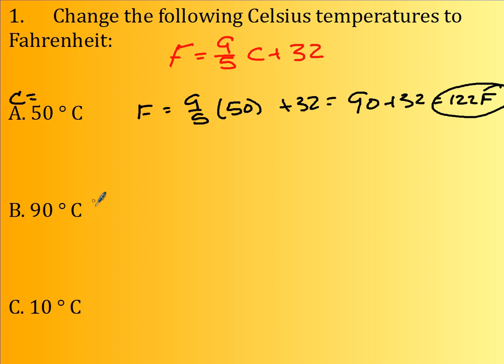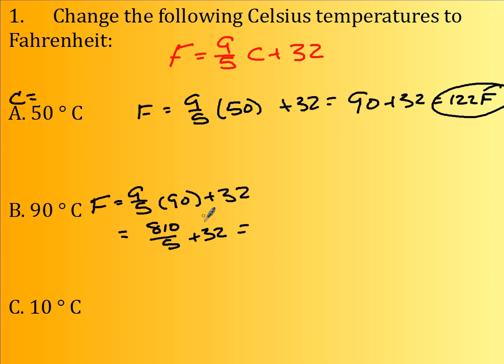What about 90 Celsius? Well, that's going to be 9 divided by 5 times 90 plus 32. Let me just show you every step here. 9 times 90 is 810, divided by 5, plus 32. 810 divided by 5 is 162, plus 32. So now I add 32 to 162 and I get 194.